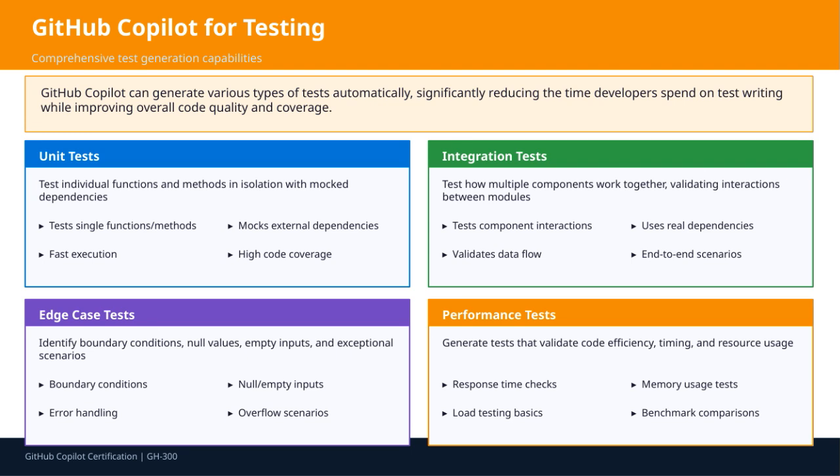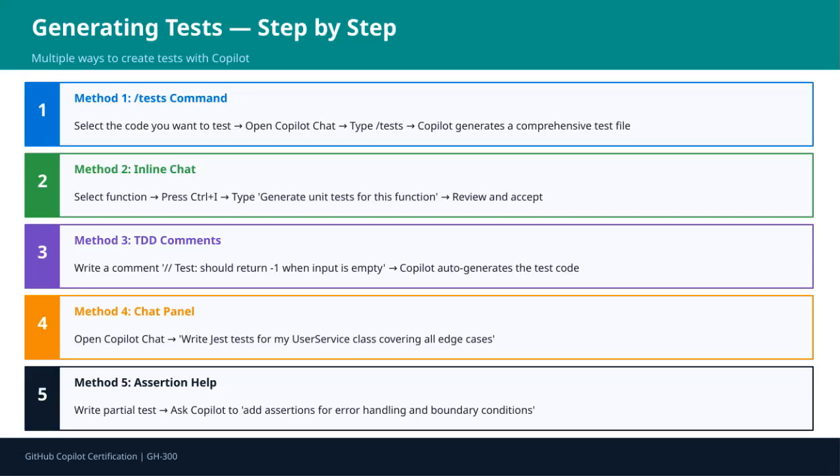These include monitoring response times, memory usage, load handling basics, and running benchmark comparisons. This ensures that your code not only works but performs well under various conditions. Overall, these capabilities provided by GitHub Copilot make creating reliable and thorough test suites much easier and more efficient for developers. There are several effective ways to generate tests using GitHub Copilot, and I'll walk you through 5 key methods.